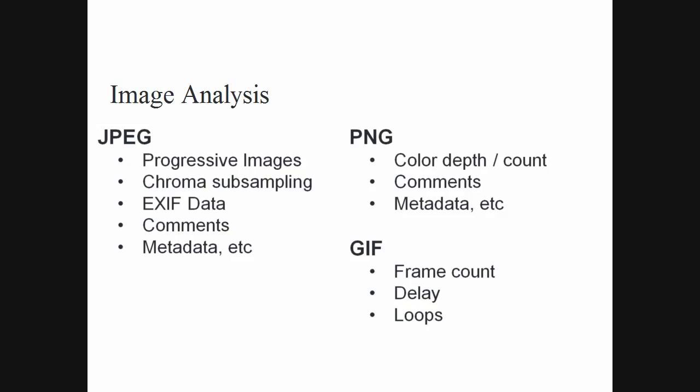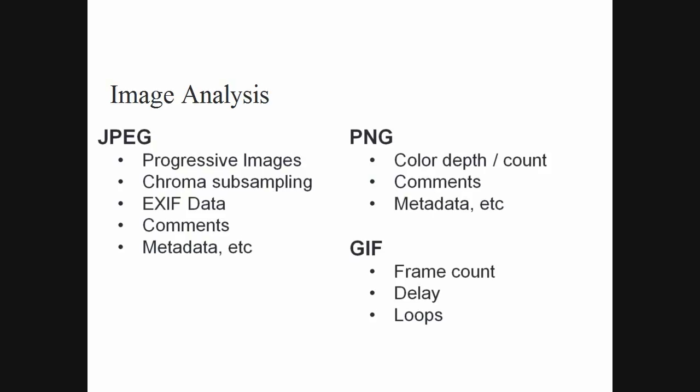Images is another area I've become passionate about. People who follow my Twitter feed are probably annoyed at how much I tweet about images, but images are super important. And Fiddler offers a huge number of features for analyzing images. Depending on the image type, for JPEG, it'll show you whether or not they're progressive, and what level of chroma subsampling is used, which shows you how memory efficient it might be on a device. It also shows EXIF data, the extensible information about the image, things like geolocation, comments, and other metadata. Fiddler's Image View Inspector tab will show you all of that.